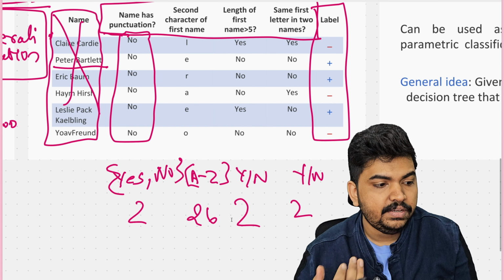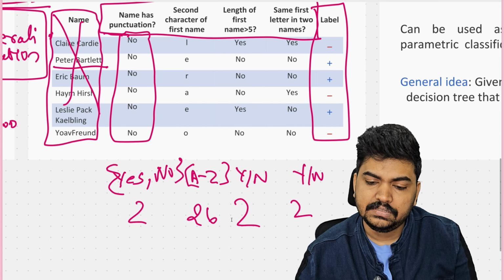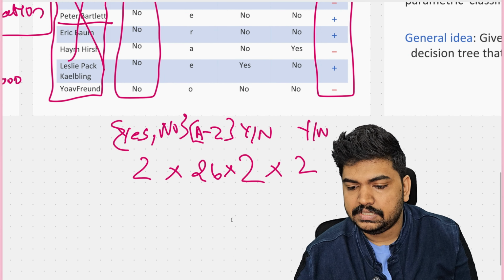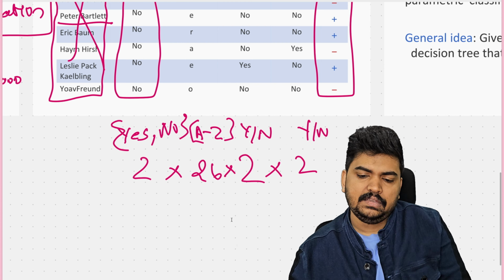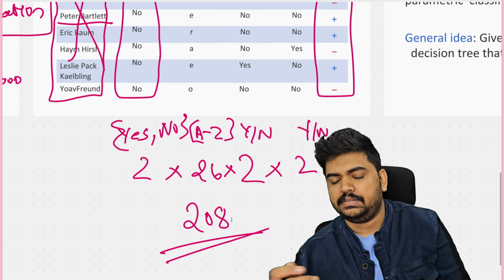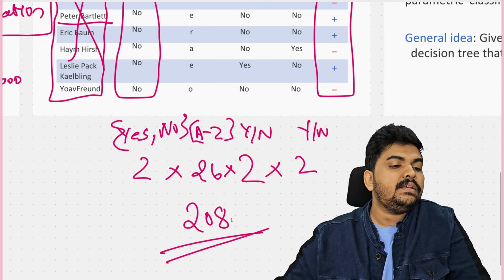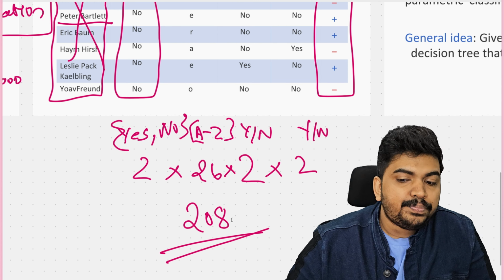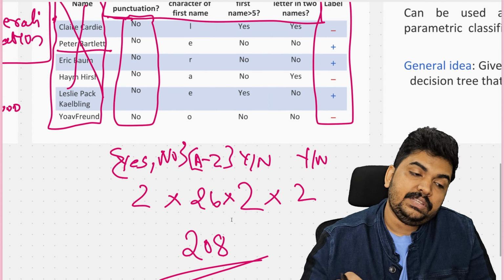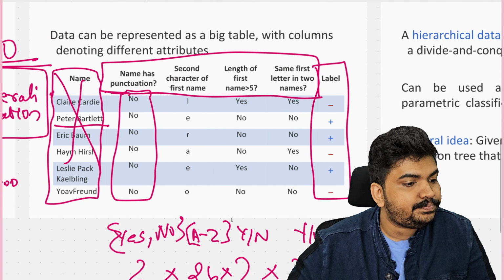So how many unique such rows? It's 2 cross 26 cross 2 cross 2. So it's 8 cross 26. Yeah, 26 times 8, so 208. So there are 208 different unique possibilities that we can achieve with the current feature space.